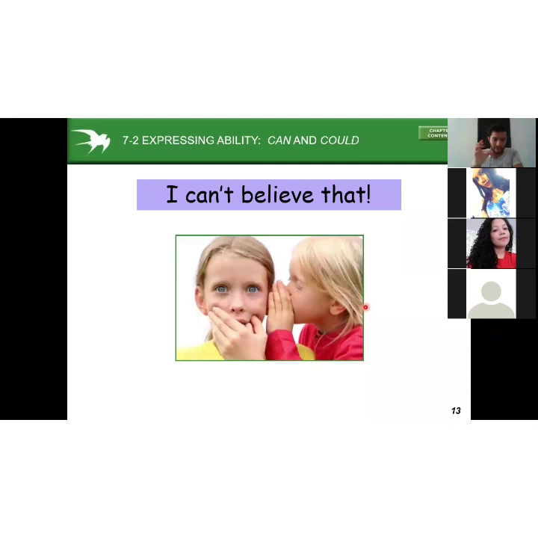Now, let's start speaking about can, like abilities. We have 10 minutes before we finish with the first session. So take a look. We use can to talk about this, to express ability. You know that, right? We use can and also could to express ability. So I can believe it. That's what this girl is actually thinking.